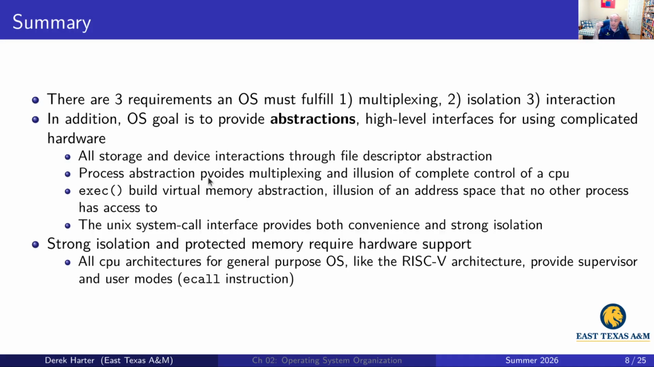The process abstraction is what this chapter is mostly about. We'll look at the process table and other things about processes, and how it's implemented in the XV6 system. Processes are the basic abstraction that provide multiplexing and the illusion of complete control of the CPU. The fork and exec set of system calls are mainly the ones that set up the process abstraction. Since exec is creating a new process, it sets up the new virtual memory address space for the new process. You can think of this as the primary one, and we'll talk about it in the next chapter, to implement the memory abstraction, the illusion of an address space that no other process has access to.